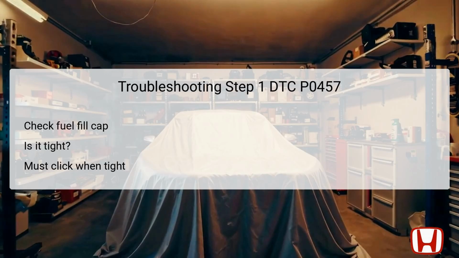The first step in troubleshooting the P0457 code is to examine the fuel fill cap closely. The cap should clearly state "tighten to click," and it must turn approximately a quarter turn after being secured. If the cap is not properly tightened, it can easily cause a leak detectable by the vehicle's diagnostic system. It's crucial for the cap to be installed correctly, as even a small misalignment can trigger the DTC.